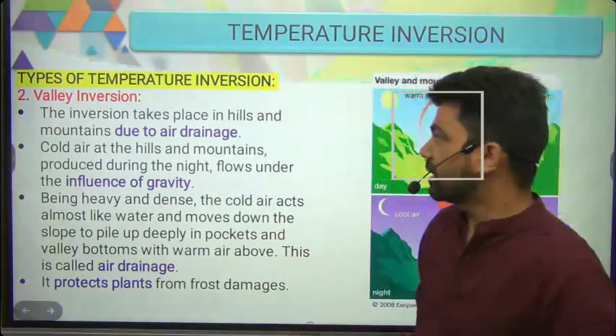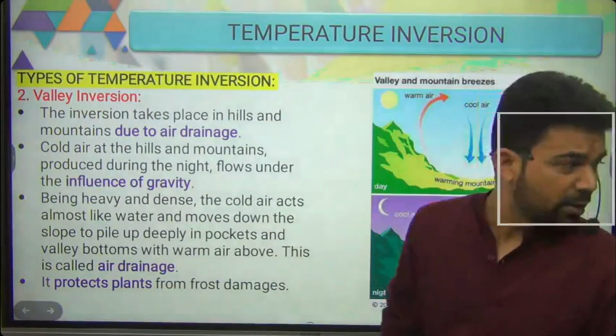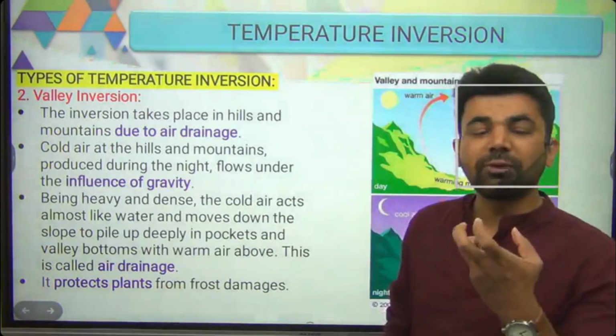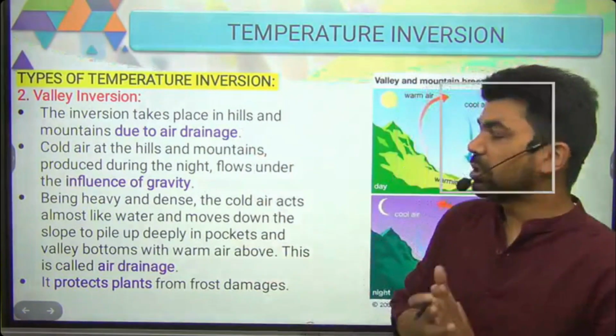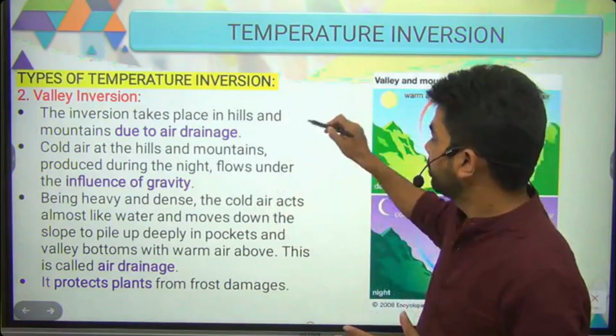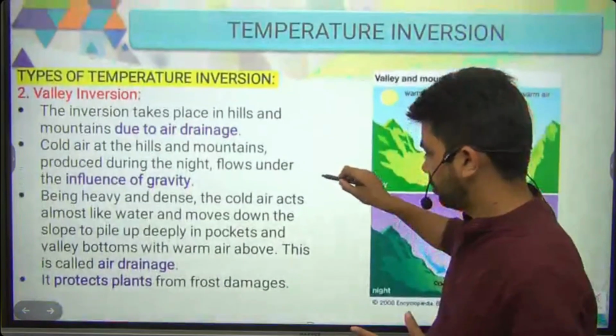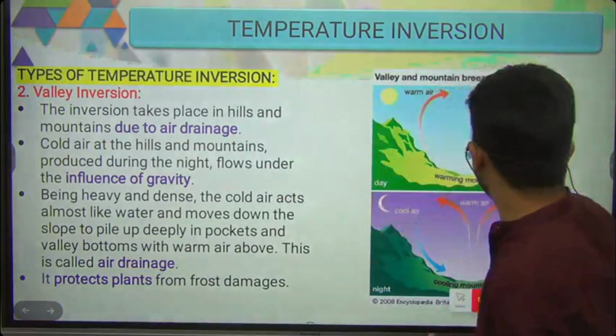If we talk of the second, it is the valley inversion. The first was the ground inversion, the second is the valley inversion. This inversion takes place in hills and mountains due to air drainage. See, you have to understand, so let me explain from here.